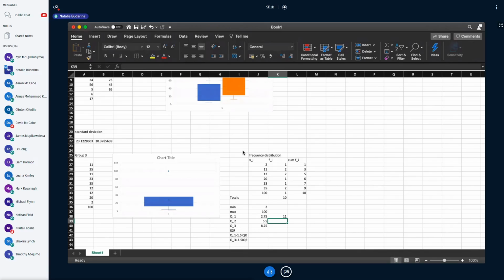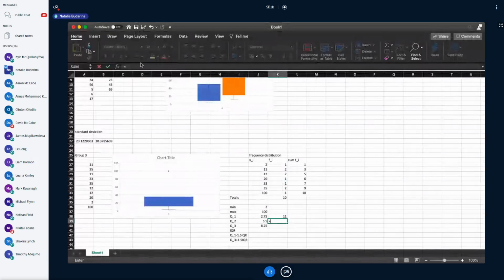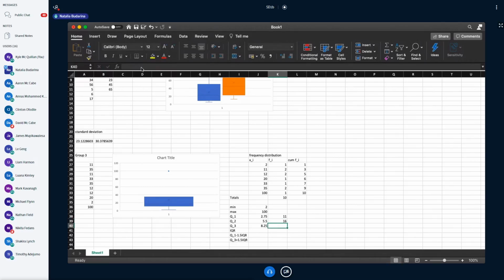To find Q2, we need to take the average of x5 and x6, because 5.5 is between 5 and 6. Okay, x5 is 12, and x6, you can see the cumulative frequency is 20. So 12 plus 20 divided by 2 in my case. So this is Q2. Now Q3.